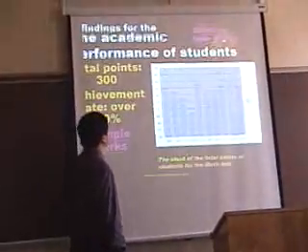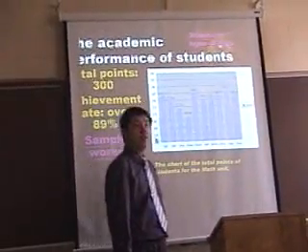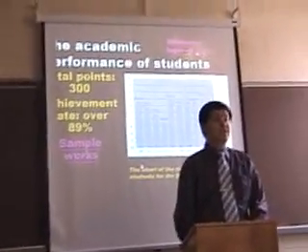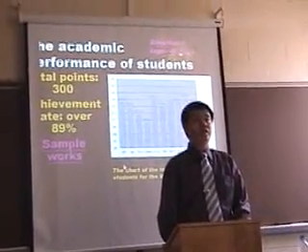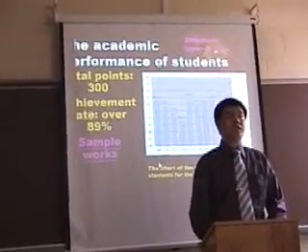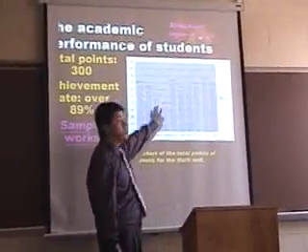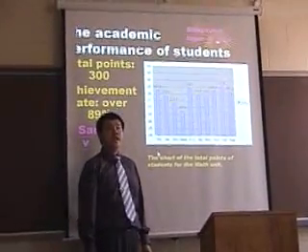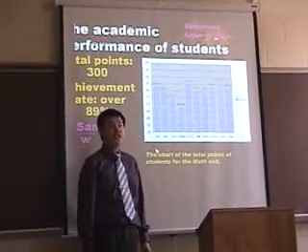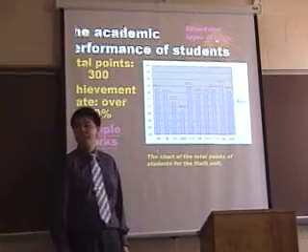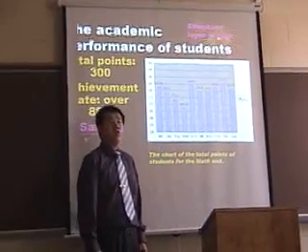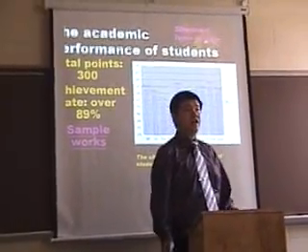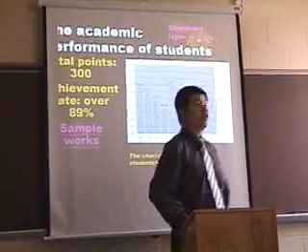Next. The first is the academic achievement of my students. For this design course, the total points is 300 points, and you can see their performance on the chart. For achievement rate, they have achieved at least 89%. So actually it's very excellent performance. Okay, next.